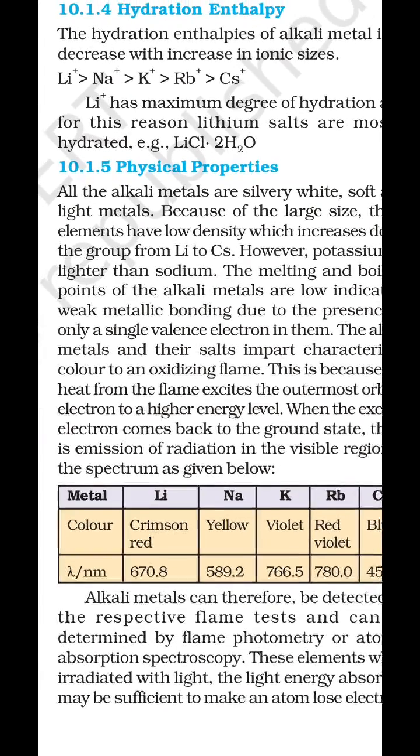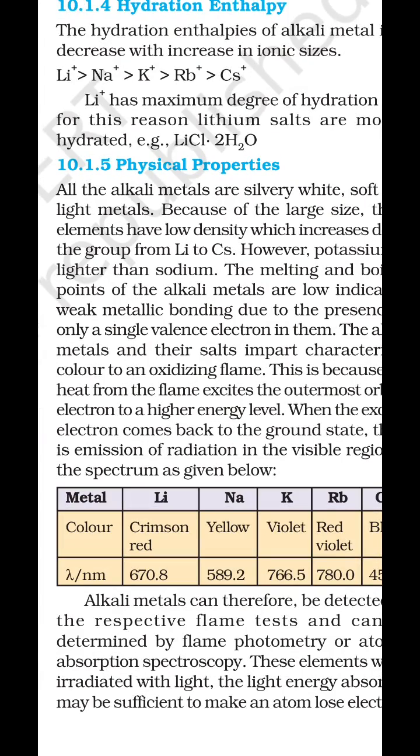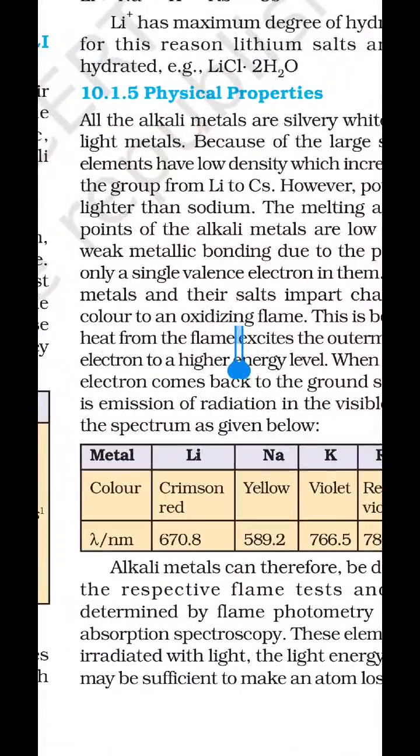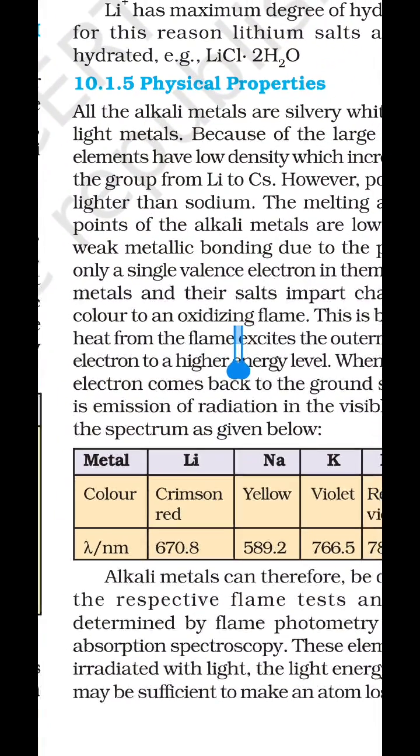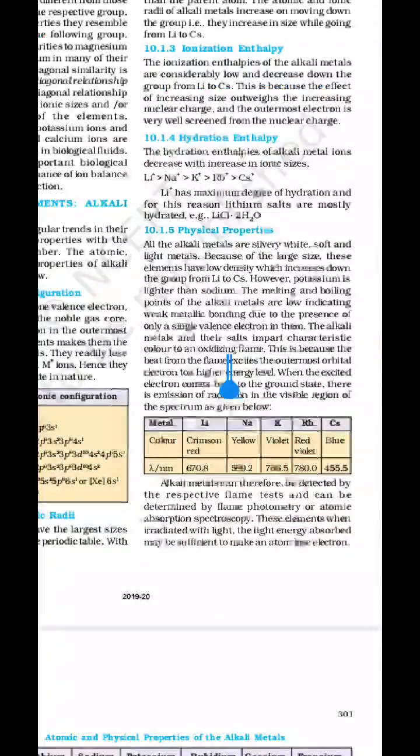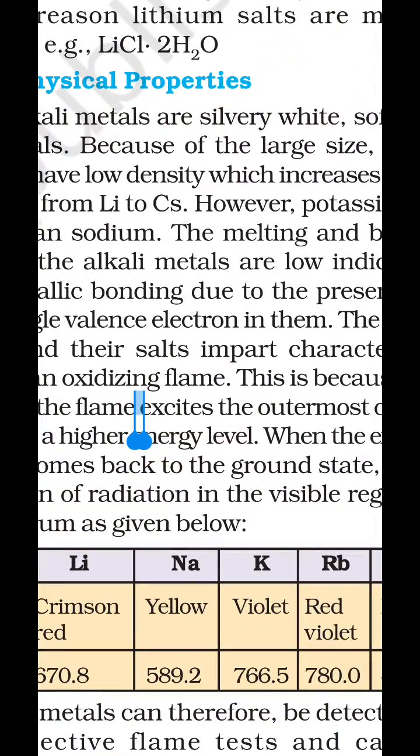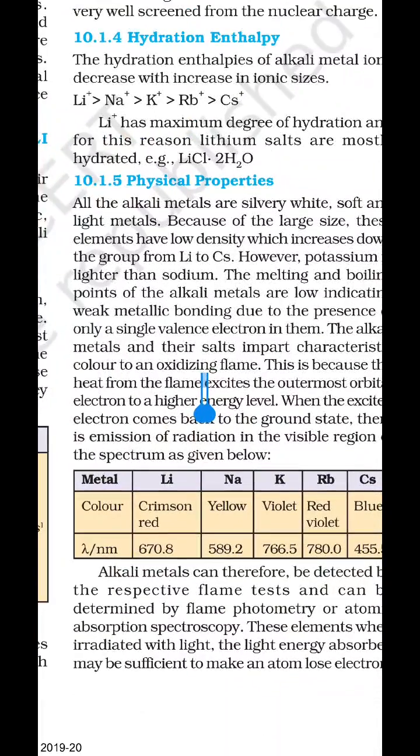All alkali metals are silvery white, soft, and light metals. First of all, their color is silvery white, and they are light metals because of their large size. Because alkali metals have large size, they are soft. These elements have low density, which increases down the group from lithium to cesium.